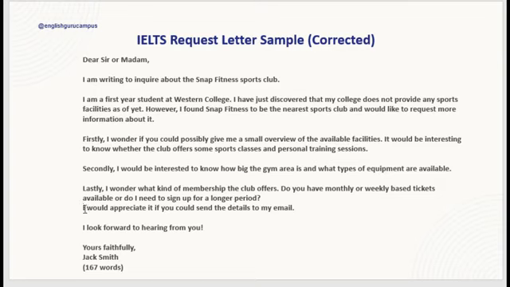Then this is really important. I would appreciate it if you could send the details to my email. I look forward to hearing from you. Yours faithfully, Jack Smith. Actually, it is 167 words. So I hope it is clear.